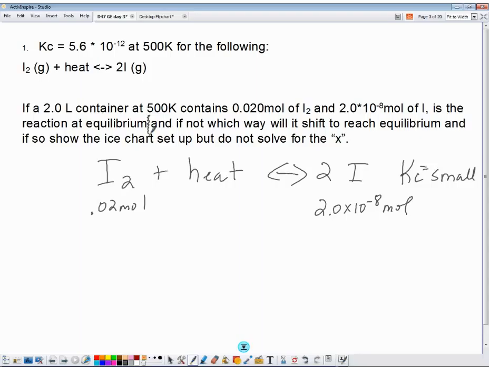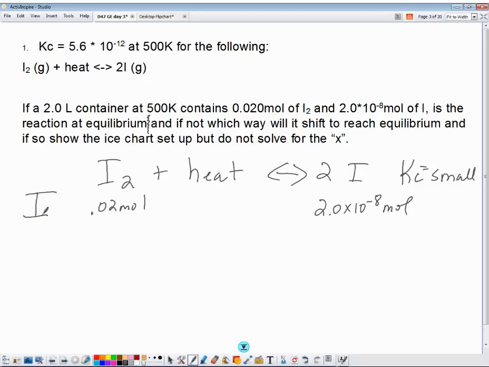These are initial values. Notice you have values of both. Do you know which way it shifts? There's no 0, so I don't know which way it shifts. So if I don't know which way it shifts and it asks me the question, is it at equilibrium? What is it? It's a Q question. It's asking me that question.